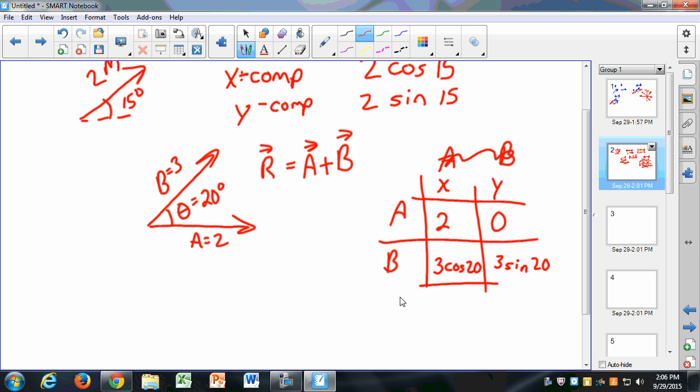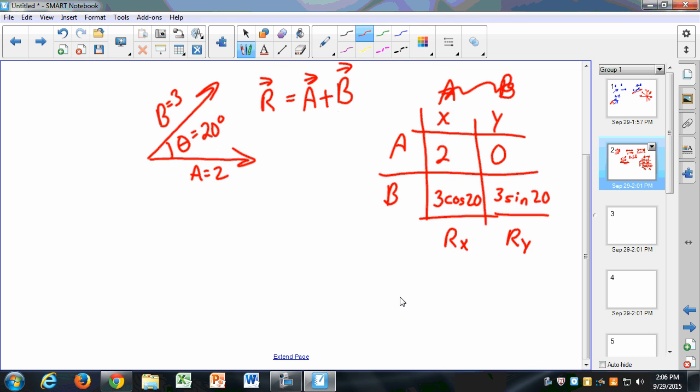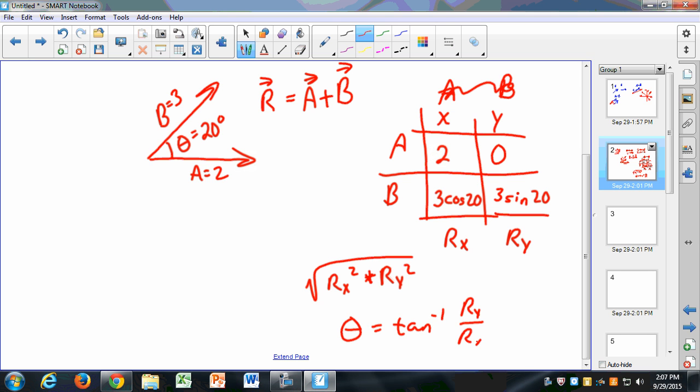You'd add up these to get Rx. You'd add up these to get Ry. And then to find the magnitude and direction of that, you'd say square root of Rx squared plus Ry squared. That's the magnitude. The direction is going to be the inverse tan of the y over the x, Ry over Rx. Yeah, Steve?